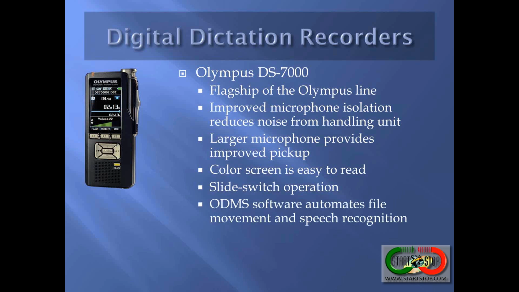The Olympus Dictation Management System software that comes with the recorder automates file movement and speech recognition. When you connect the recorder to the computer, it can be configured to automatically recognize the presence of the recorder, pull the files off the recorder, and then automatically begin the process of speech recognition.